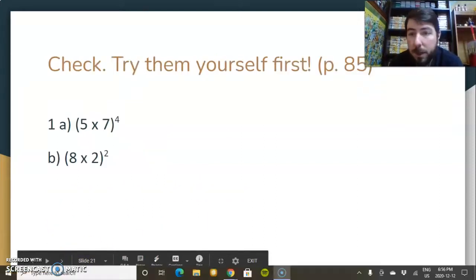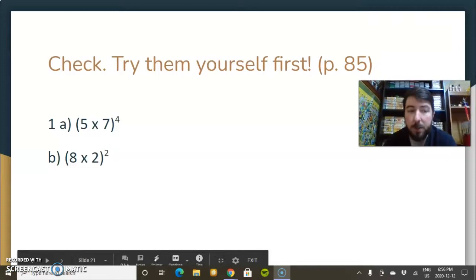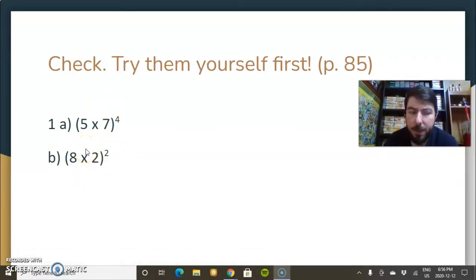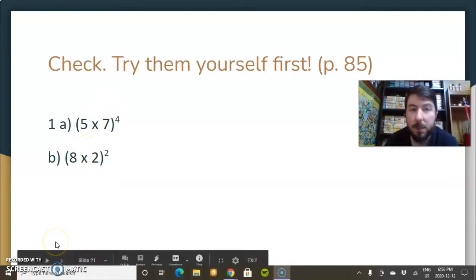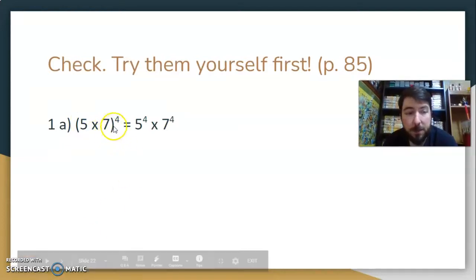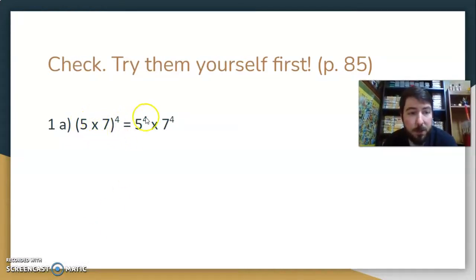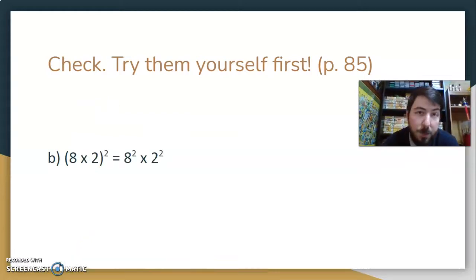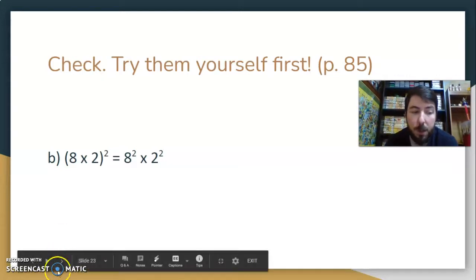Okay, so try the next couple of questions on your own. I believe that the first ones are just simplifying, and then the next ones we're going to actually solve and find an answer. So 5 times 7 to the power of 4 is just 5 to the power of 4 times 7 to the power of 4. So the 4 just goes with each one. Same thing, 8 times 2 to the power of 2 is just 8 to the power of 2 times 2 to the power of 2.